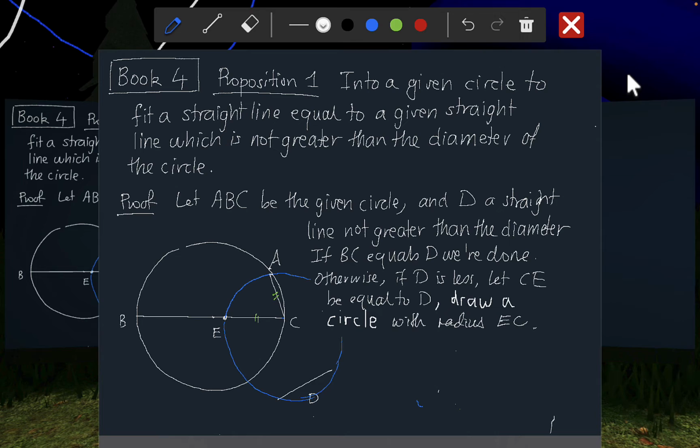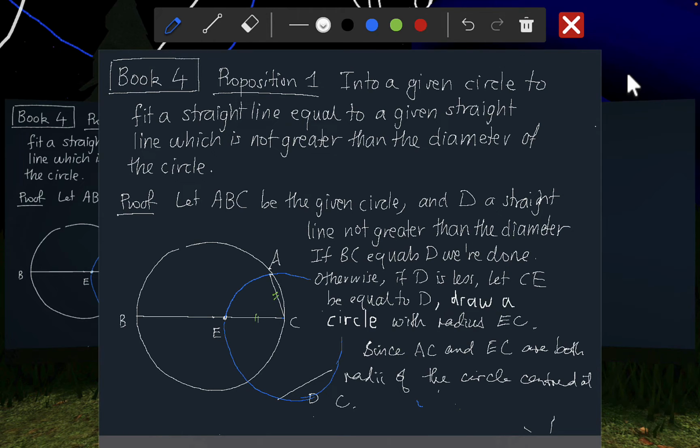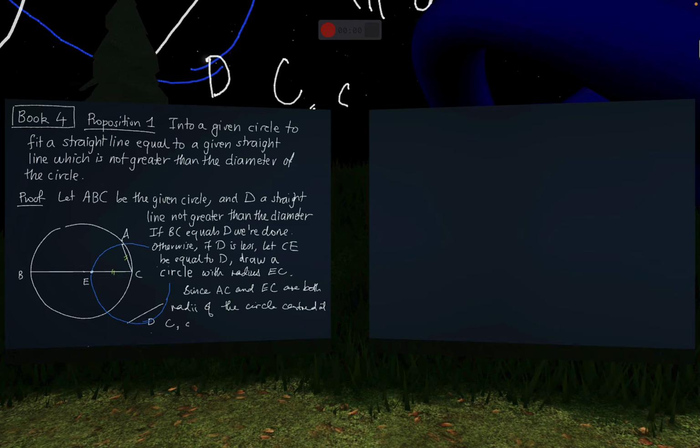Cool. I guess I can write a bit. So like AC, since AC and EC are both radii of the circle centered at C. Let me just erase some of this stuff. EC. Then we're done. Well, this also is equal to D. So we're done.